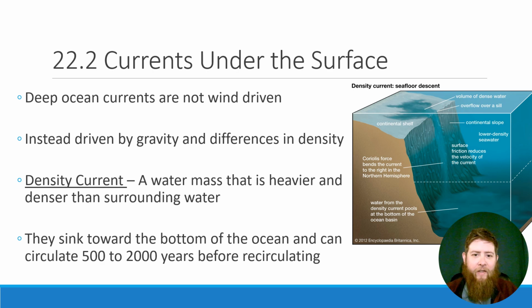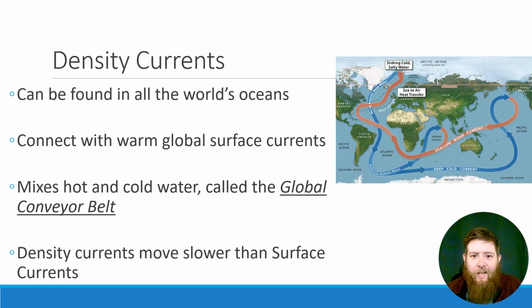A density current, this is a water mass that is heavier and denser than surrounding water. Because of this being heavier, they're going to sink down to the bottom of the ocean and can be at the bottom of the ocean and circulate between 500 and 2,000 years before they recirculate back up to the top. Density currents can be found in all the world's oceans.